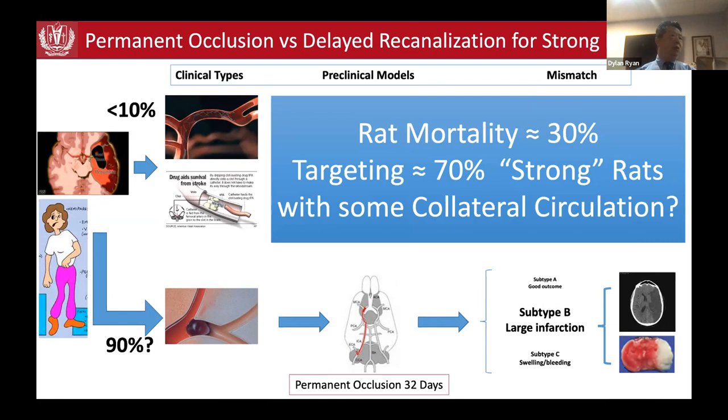And the remaining 70%, we call them strong rats. They didn't die with a suture in the middle cerebral artery for a whole month. They survived. I just have this presumption that they might have some collateral circulation. That's why they don't have malignant brain edema to kill them. So anyway, this is the model we use, and we published a few papers.